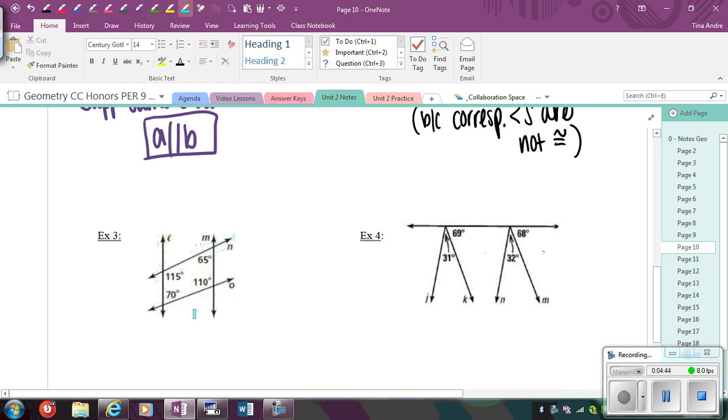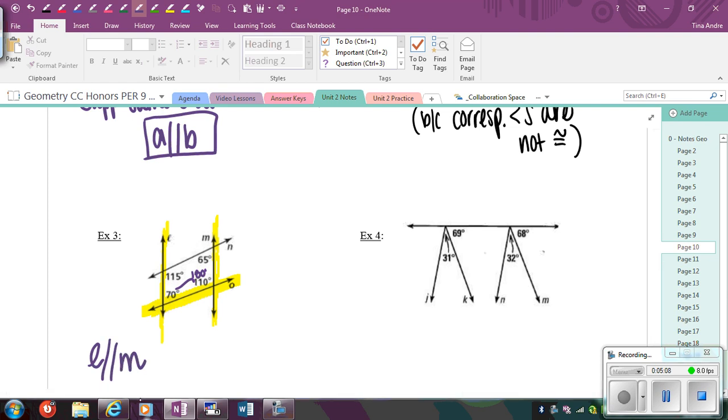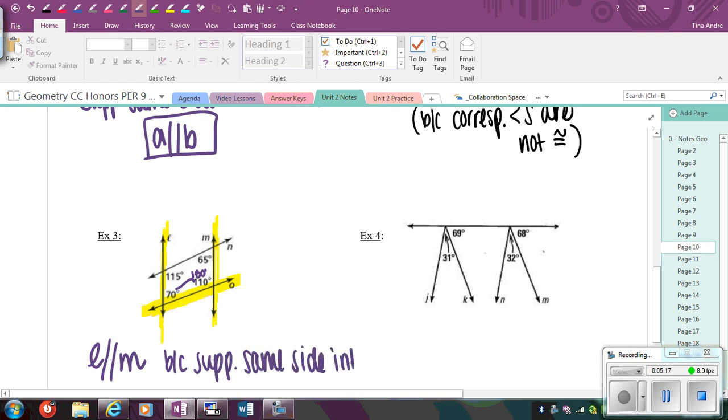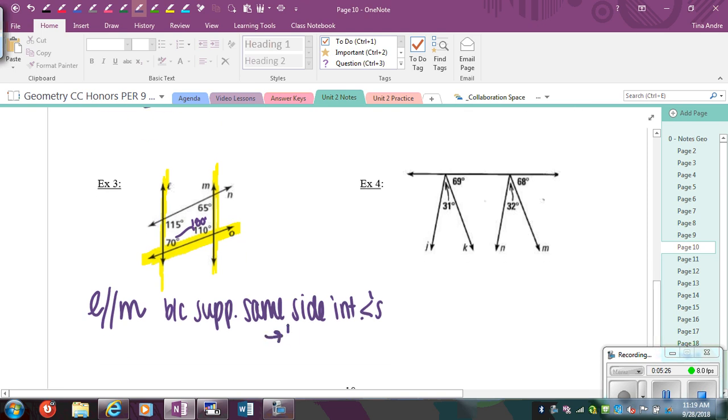The other option is to look at this sideways and compare lines M and L, looking at this right here, line O, as a transversal. Imagine looking at it sideways. Now I would be comparing these two angles, which happen to add to 180. So that tells me that lines L and M are parallel because supplementary same side interior angles imply parallel lines.